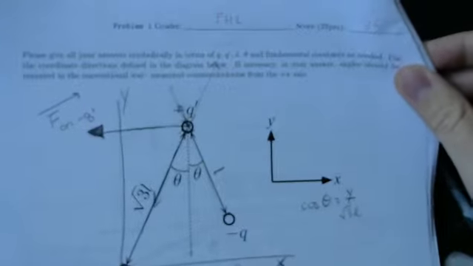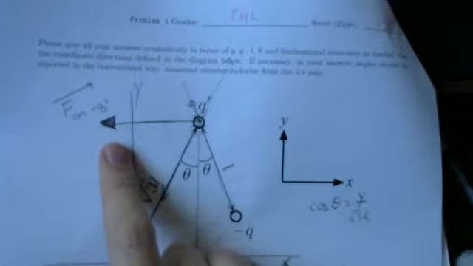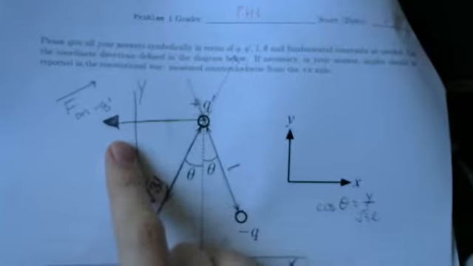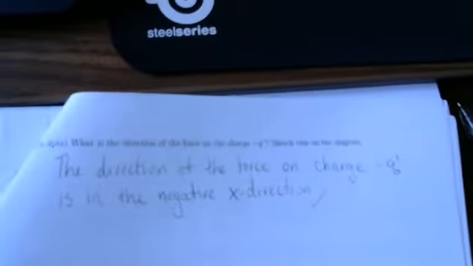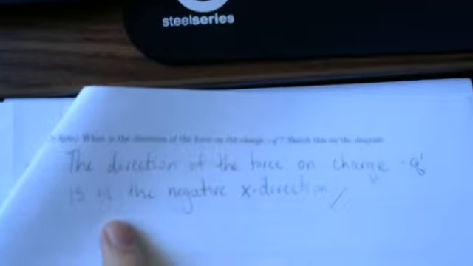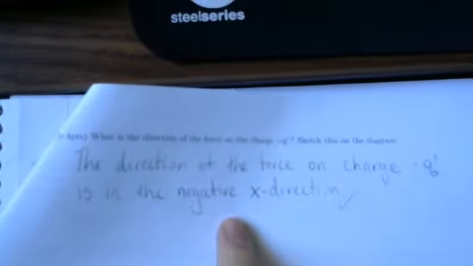And so basically from this answer, you can determine the direction, which it asks you later in the problem, for the net force acting on charge negative q prime. So if you flip to the other side, the direction of the force acting on charge negative q prime is in the negative x direction. And for this, we kind of already solved for this.